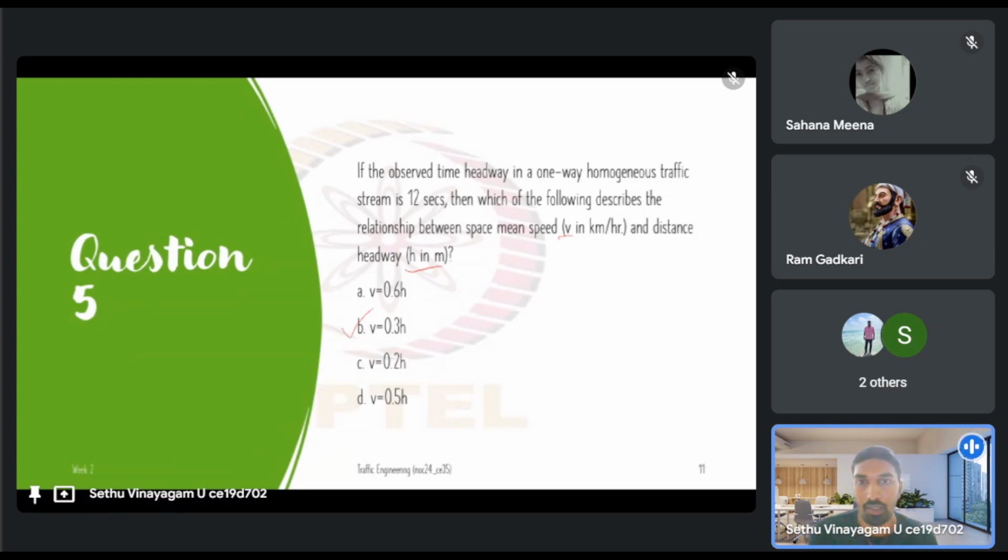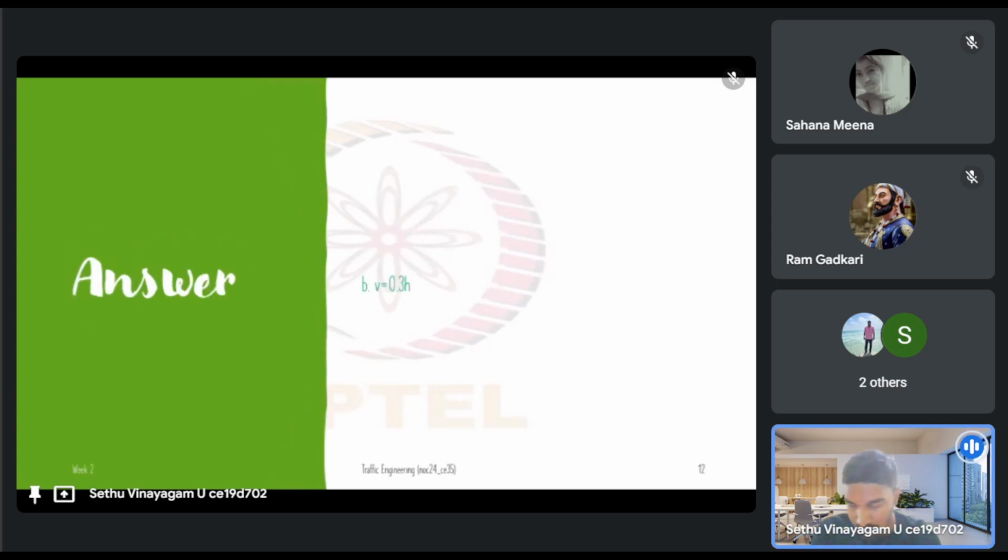So what do we know? The relationship that we know between the fundamental parameters is that q is equal to kv. So flow is the product of density and the speed. In the overview, I mentioned that the v that we use in this fundamental relationship is the space mean speed and not the time mean speed. So the v here is the v sms. So we want the relationship between v and h.